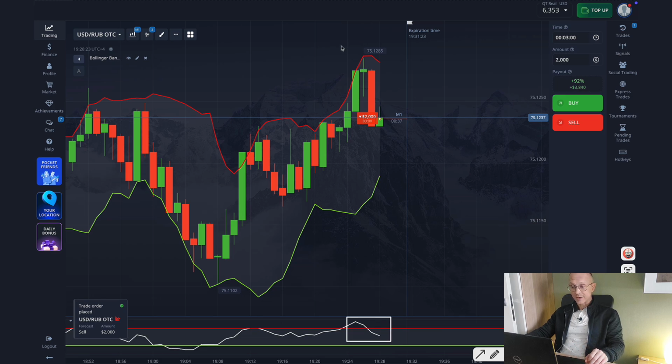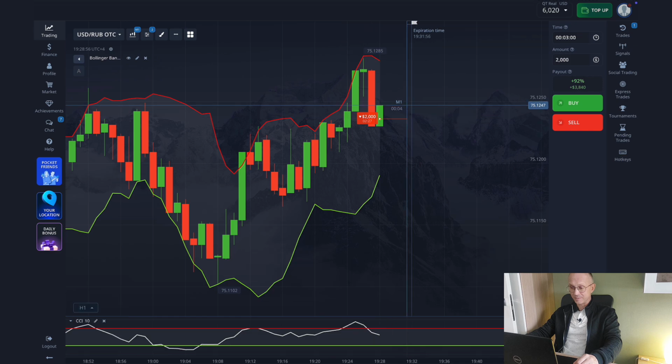The second signal comes from the Bollinger Bands. It's quite simple. The candles touch the upper red border of the channel and begin to decline. When the price reaches the upper border and begins to roll back, this is a signal for a reversal and the beginning of a downward movement. Such a signal from the Bollinger Bands often heralds a correction or a trend reversal, especially if it's confirmed by other indicators.